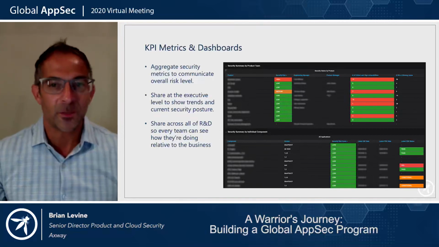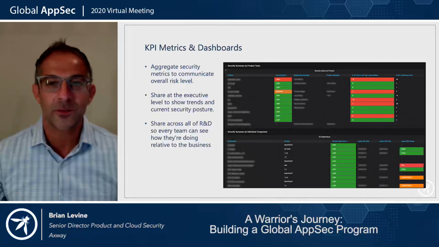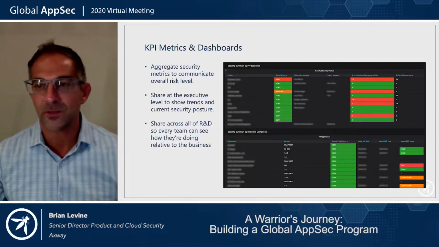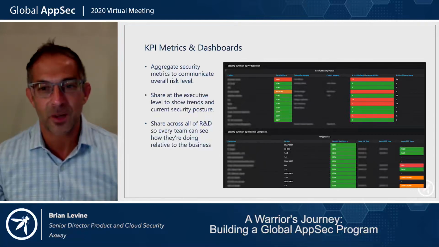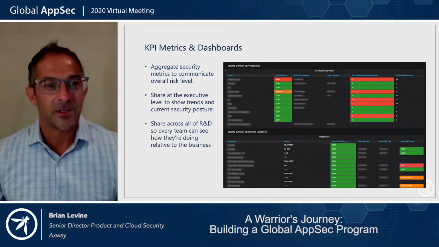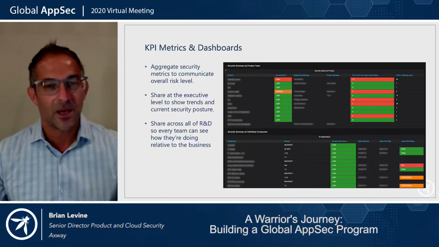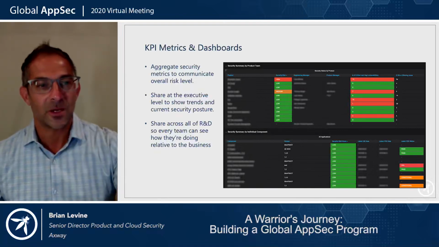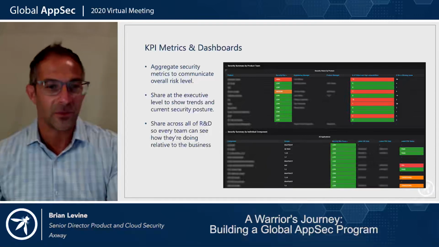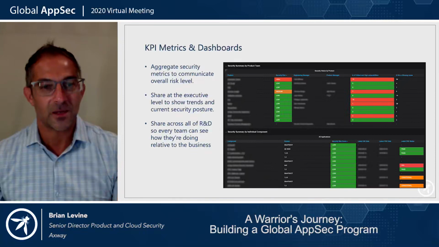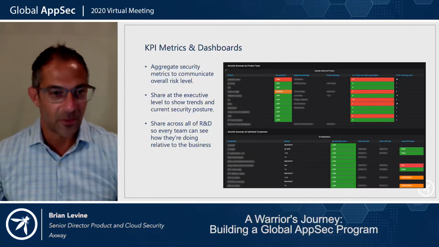In this example I'm showing, we have an aggregated risk score, and this risk level is determined by an aggregation of all the components included in this product. You can see by product, but then also by component, what the score is. And this score is made up of the individual results of the various security scans and security requirements for that component.